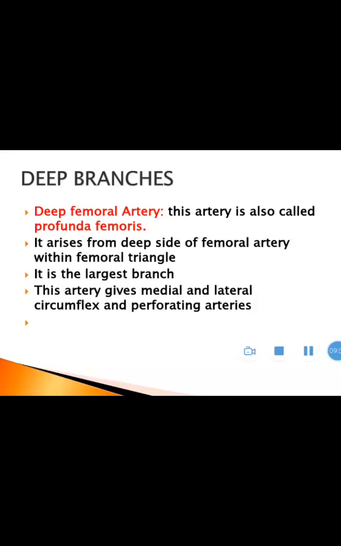Then coming to deep branches. So we have one deep femoral artery. This artery is also called profunda femoris. The profunda femoris arises from the deep side of the femoral artery, within the femoral triangle. And the profunda femoris is the largest branch given by femoral artery. This profunda femoris in turn will give branches, named medial and lateral circumflex arteries, and it also gives 3 perforating arteries, and it itself becomes the 4th perforating artery.